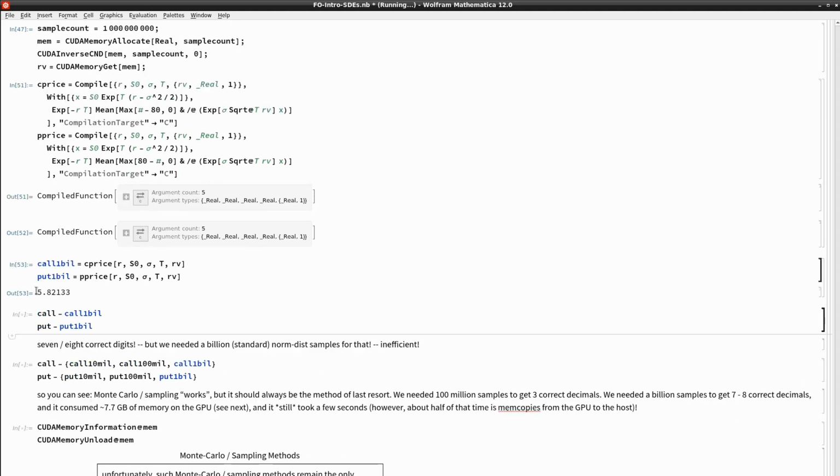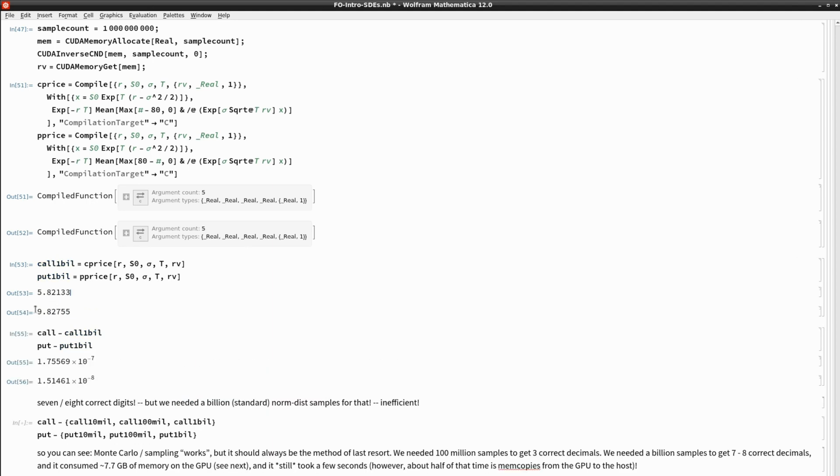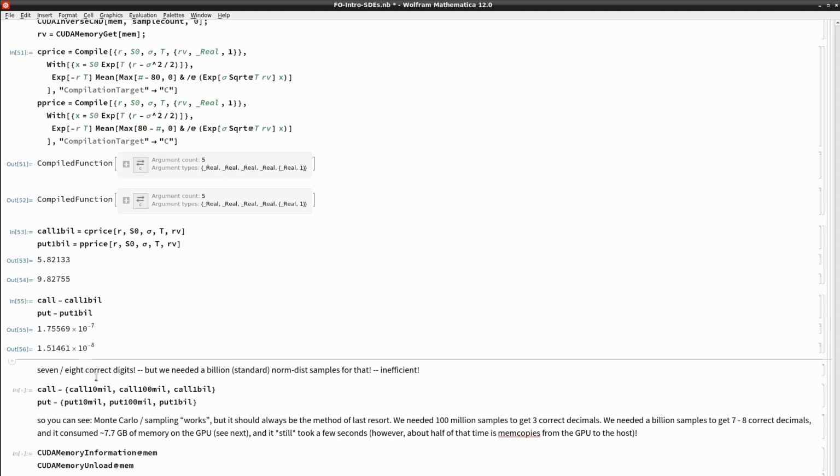The call results are already there, 582. Well, that's the number we remember. And here are the puts, 9.82755. Right? Those are these 5 digits that we remember. And the difference shows us that we're correct to 7 or 8 digits. Here with 7, 8 correct digits, that's great, but we also needed a billion samples for that, and that's very inefficient.